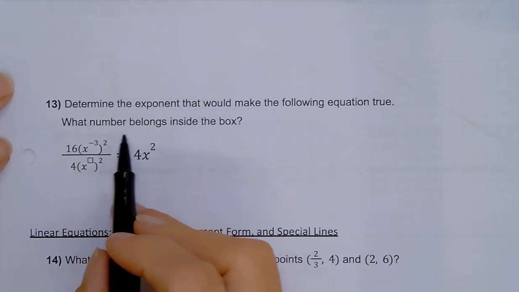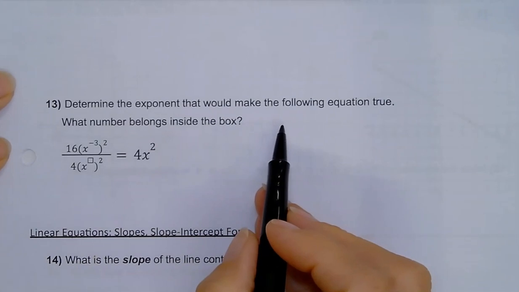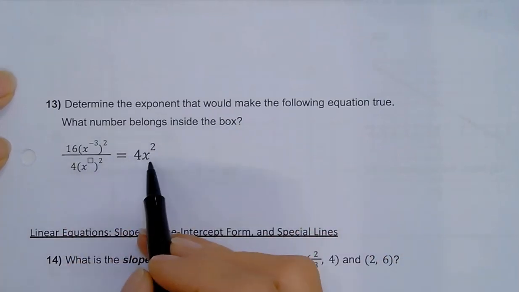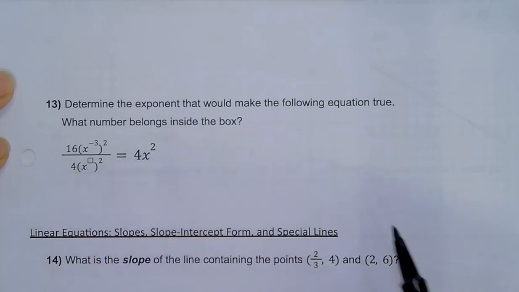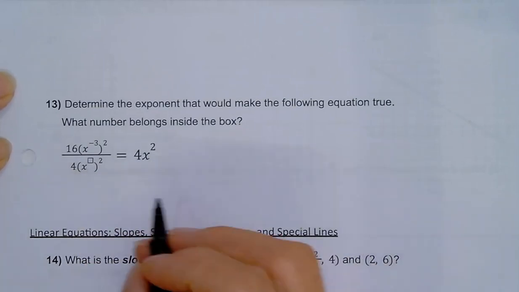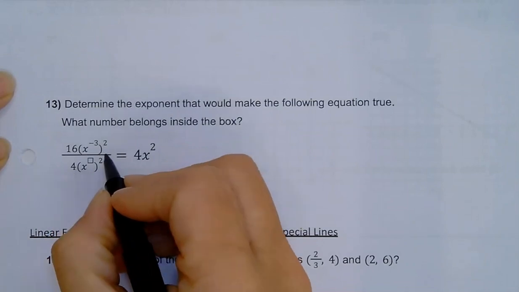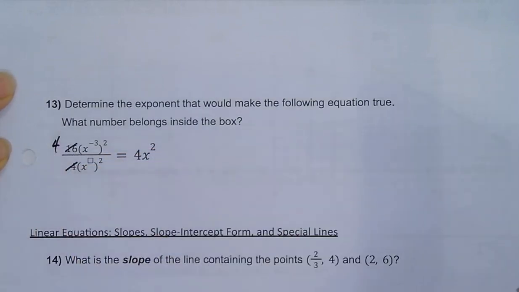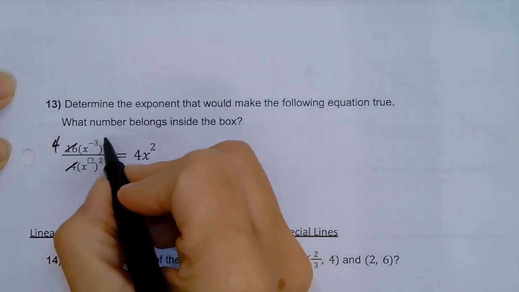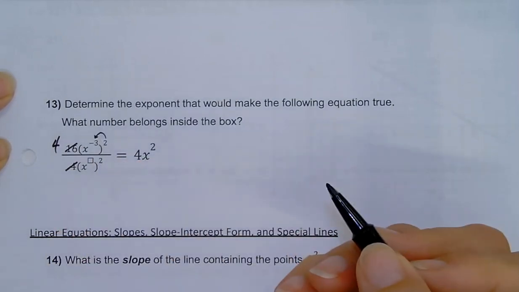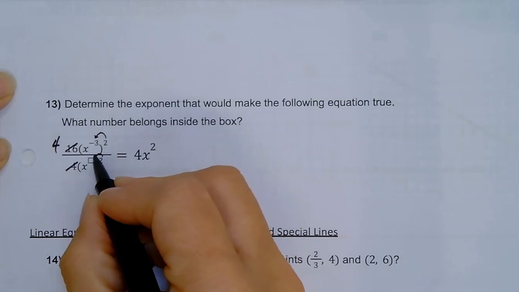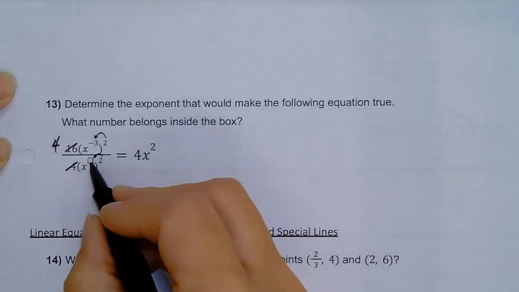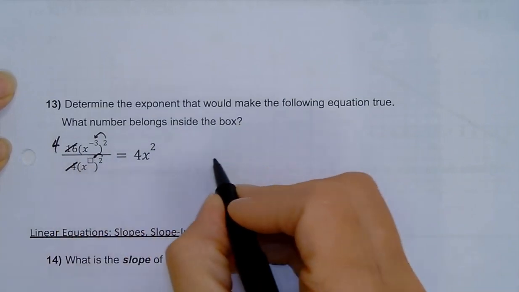All right, so we're going to determine the exponent that would make the following equation true. This is our equation. The left side has to equal the right side. So we're going to do all the math that we can on the left side here. 16 divided by 4 is just 4, and we can multiply an outer exponent times an inner exponent. So I'm going to go ahead and do that, even though I have a box here, which is really a variable. So I really don't know what this is. So let's move on over.